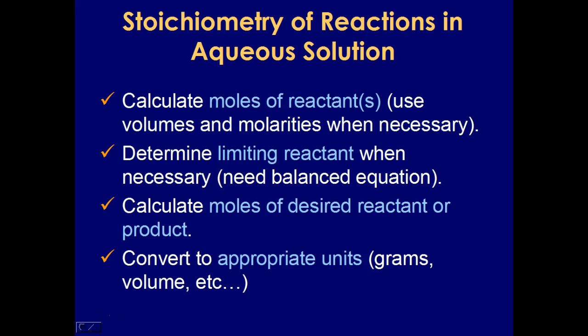When you are dealing with reactions in aqueous solution and you need to find out something about their quantities, you're typically going to have to use the molarities and volumes to help you find moles. If you have information about the volumes and molarities of both reactants, you'll need to find your limiting reactant, going back to what we did at the beginning of this unit. And then once you have that information and you know what product or what substance you're trying to find out about, find its moles and then convert to the units that you're looking for.